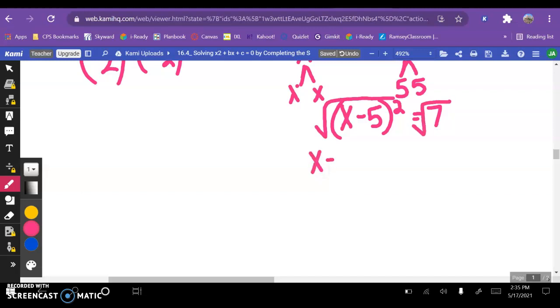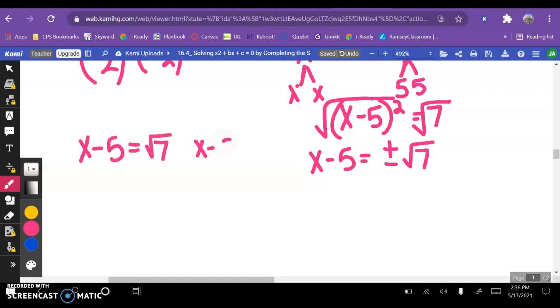So I have x minus 5 equals positive and negative square root of 7. So remember, when you take the square root of something, you have two answers. So I have to break this down into two problems. I have x minus 5 equals the square root of 7, and I have x minus 5 equals the negative square root of 7.